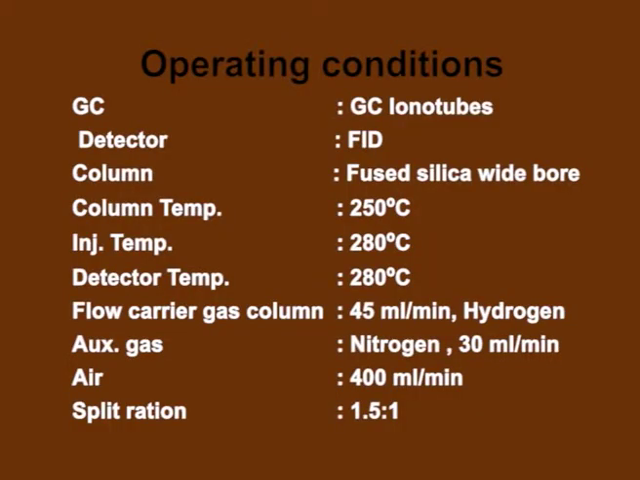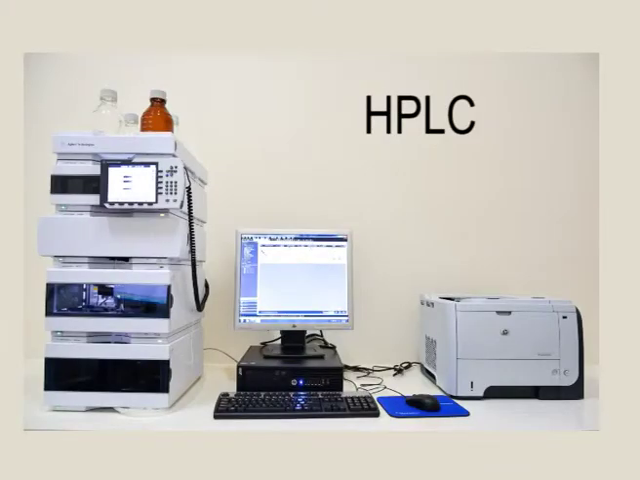Run 2 or 3 times and plot the average. Conditions for GC: ionotubes, detector FID, column fused silica wide bore, column temperature 250 degrees centigrade, injector temperature 280 degrees centigrade, detector temperature the same, 280 degrees. Carrier gas hydrogen at the rate of 45 ml per minute, auxiliary gas nitrogen 30 ml per minute, air 400 ml per minute, split ratio 1.5:1. Now, with this, we come to the end of gas chromatography and will start with high performance liquid chromatography.